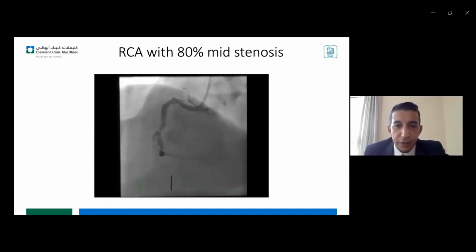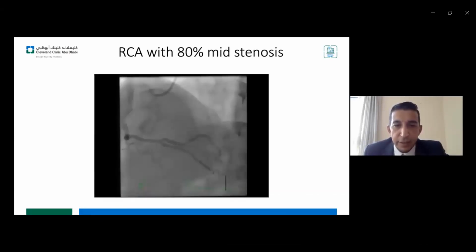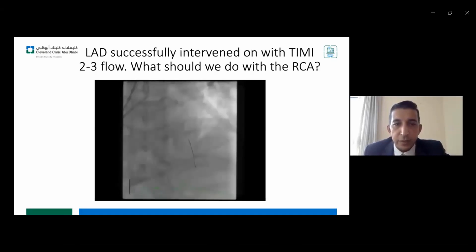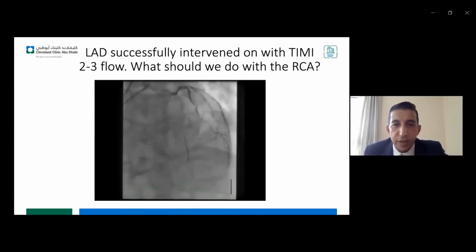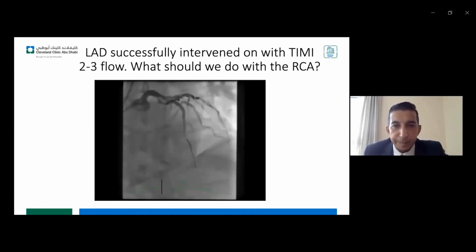His RCA showed an 80-90% focal mid lesion. So we carried out PCI of the LAD, successfully intervened on, but there's still some residual TIMI 2 to 3 flow after intervention. So the question arises, what should we do with the RCA?